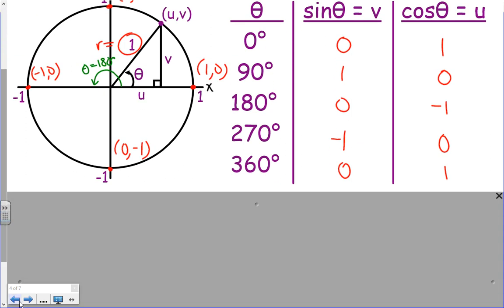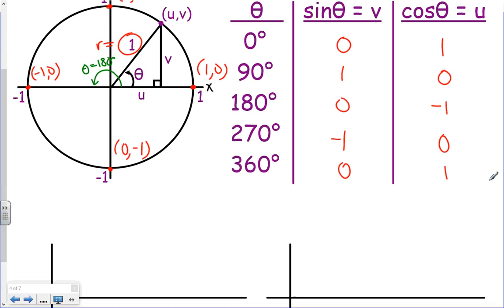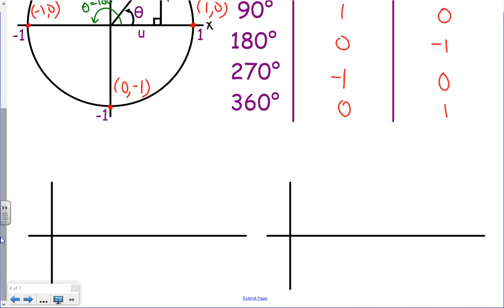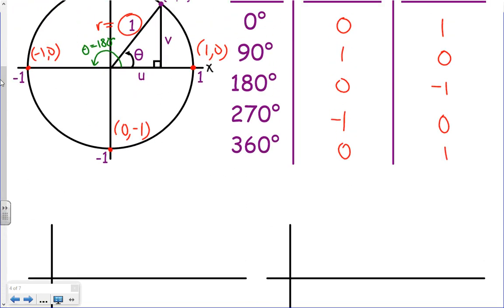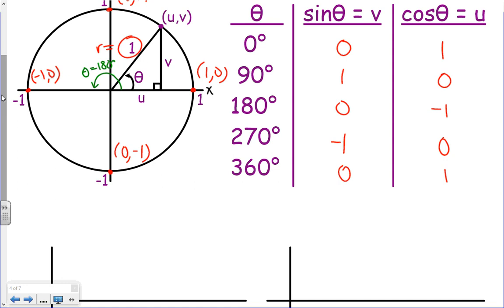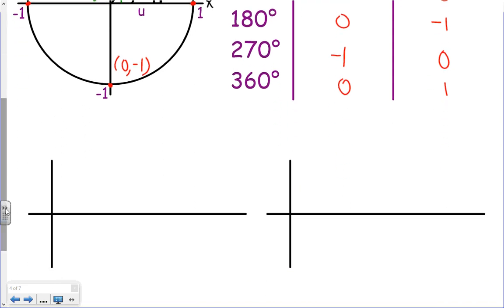Let's see if we can actually sketch what these functions look like. Can we actually draw a sketch of what the sine of theta and what the cosine of theta would look like? Let's start out with the sine of theta, since that was my first column up above. And I want to look at the theta values as being my x-axis, and the sine values that I came up with as my y-axis. So it looks like my theta values need to go from 0 to 360, and my sine values, I get a value of -1 as my lowest and +1 is my highest. So that gives me an idea of how I can set up my axes here.